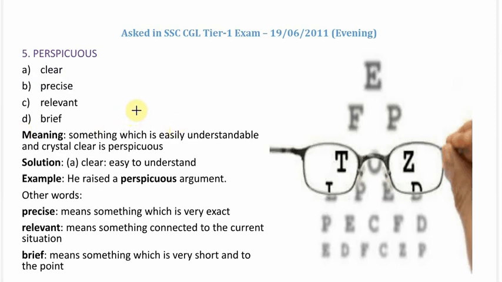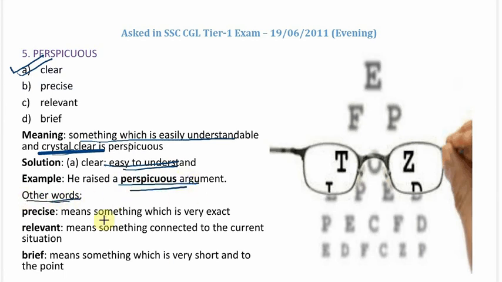So let's look at the meaning of perspicuous. So perspicuous is something which is easily understandable and crystal clear. So the synonym of perspicuous is clear. So clear means easy to understand. For example, he raised a perspicuous argument.